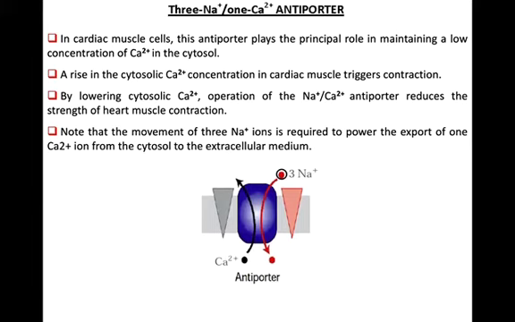Note that the movement of free sodium ions is required to power the export of one calcium ion against its concentration gradient to the extracellular medium. But keep in mind that calcium actually is not going outside the muscle cell. Actually, calcium is stored in the endoplasmic reticulum. Why is it stored in the endoplasmic reticulum? In case the cell uses more calcium.